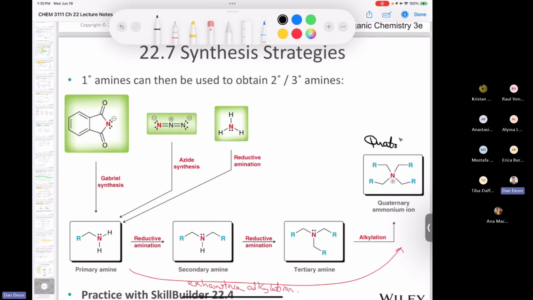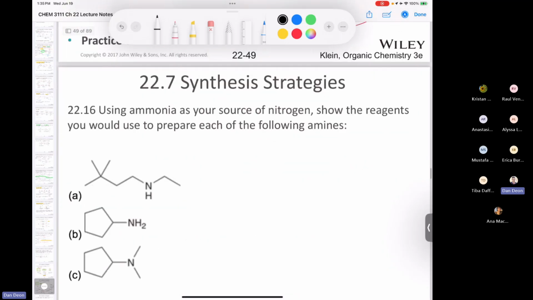Sometimes quats are found in cleaning products like those sanitary wipes, like Lysol wipes, or things like mouthwash, like Scope or Listerine or something like that. Quaternary ammonium salts can be found there.